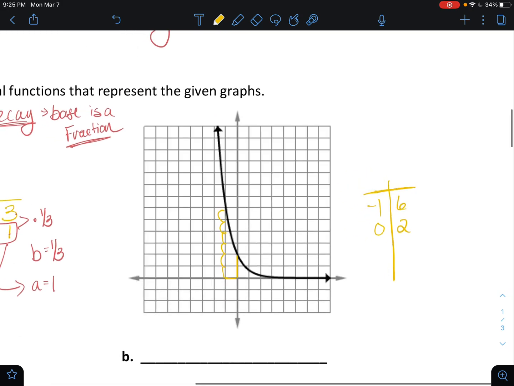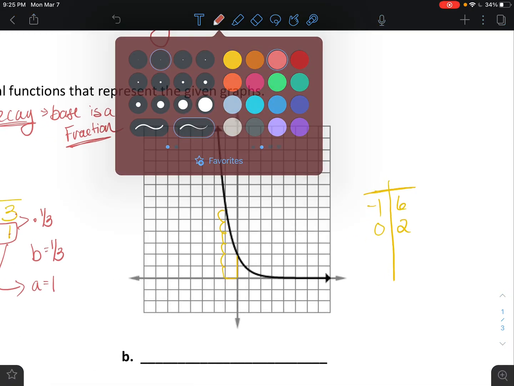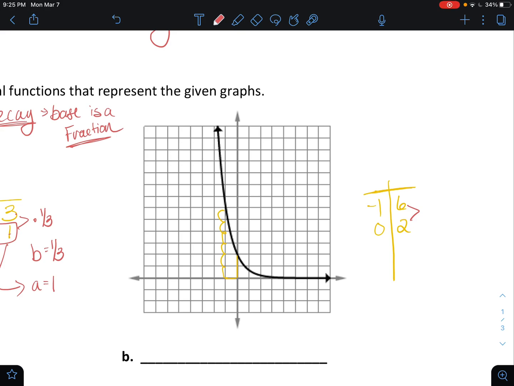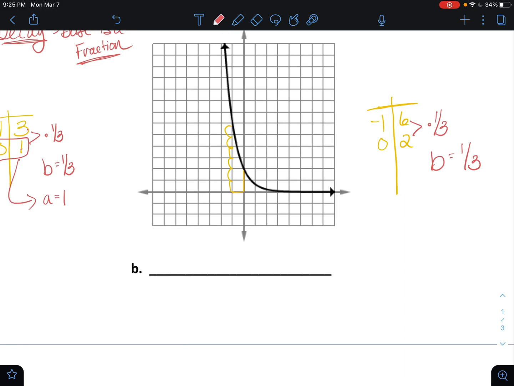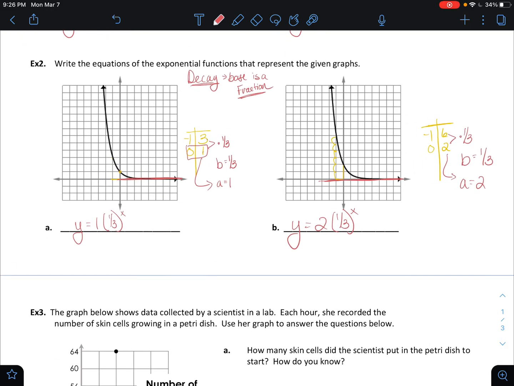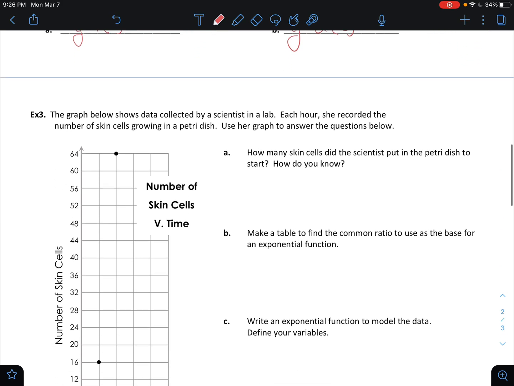So we need to think, how do we go from 6 to 2? What do we multiply by? And that's where we are multiplying by 1/3. So that means our base here has to be 1/3. And then since there's no shift, because my asymptote is still at 0, that means my a value has to be 2. So we're going to have y equals 2 times 1/3 to the x. Alrighty, sweet. Let's go to example 3 on the back.